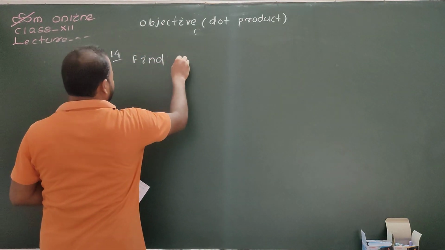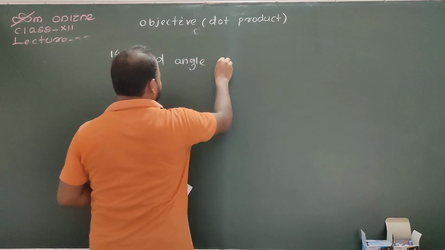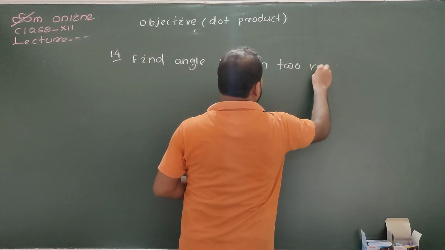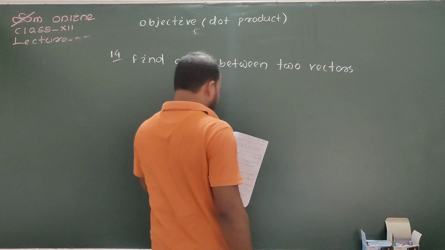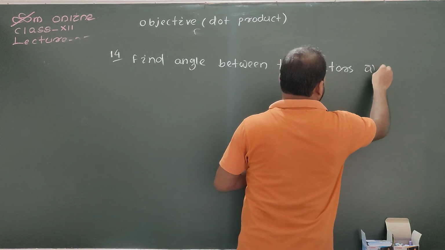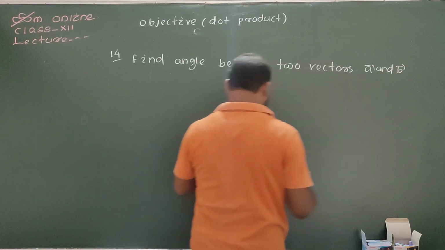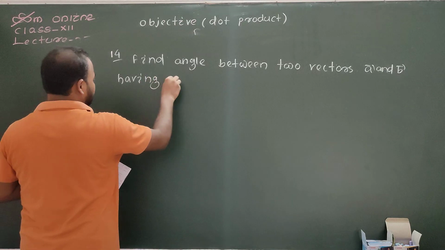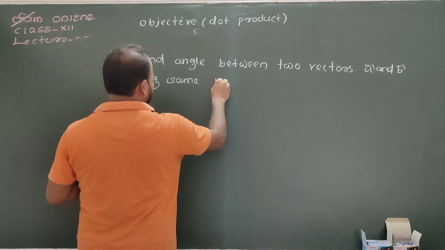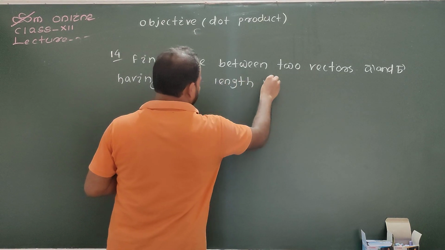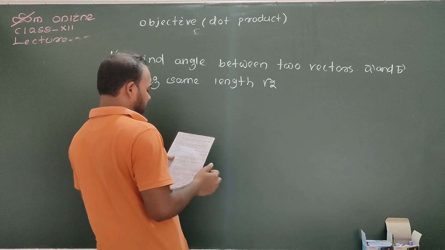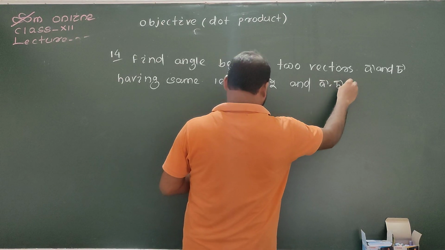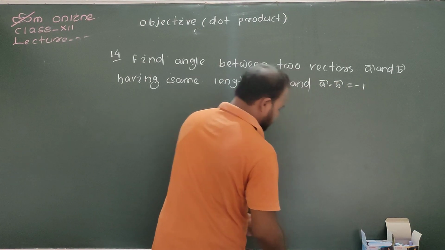Question number 14. Find the angle between two vectors, vector A and vector B, having the same length root 2, and their scalar product, that is vector A dot vector B, equal to minus 1. Very simple question.